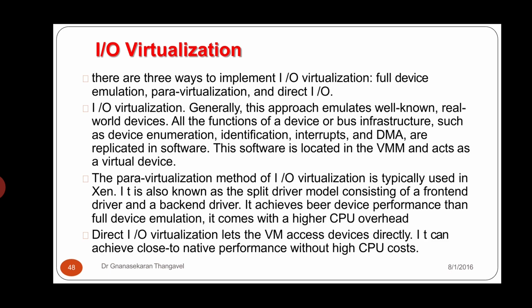IO virtualization involves managing the routing of IO requests between virtual devices and shared physical hardware. At the time of this writing, there are three ways to implement IO virtualization: the first is full device emulation, the next is para-virtualization, and the next is direct IO.